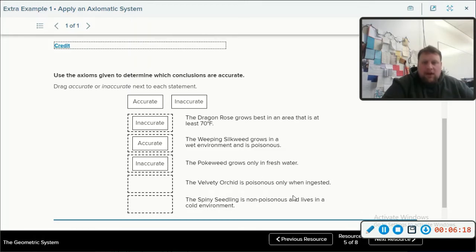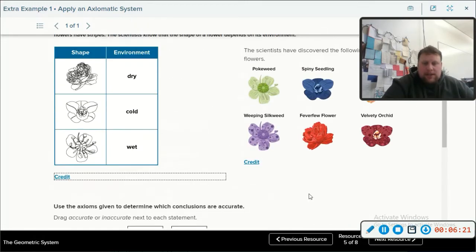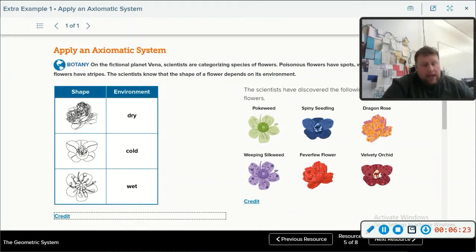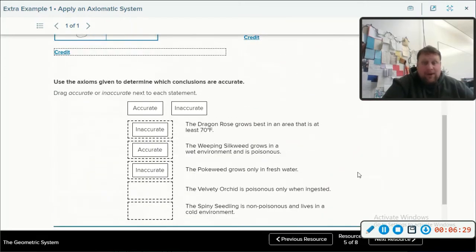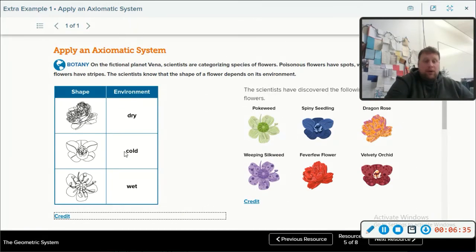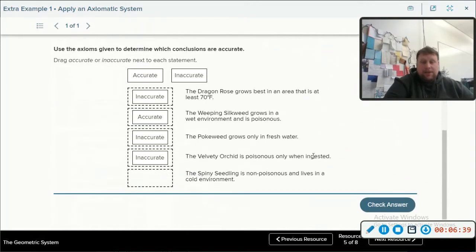How about the velvety orchid is poisonous only when ingested? Let's see. Velvety orchid is poisonous, but again, does it say anything about only being poisonous to eat, ingest it? No. That's inaccurate. That may be true, but we don't know. This axiomatic system, this system of rules where we know dry, cold, or wet, poisonous, non-poisonous, does not tell us that information.